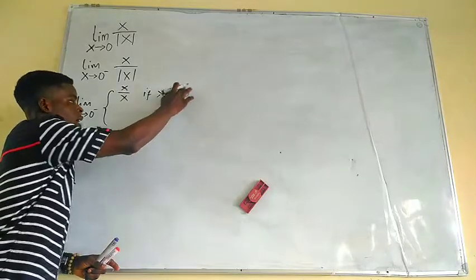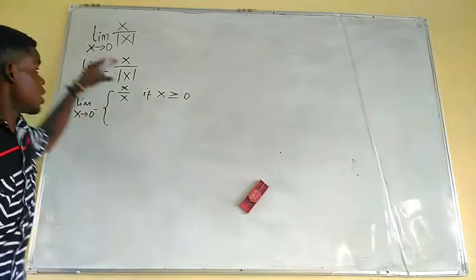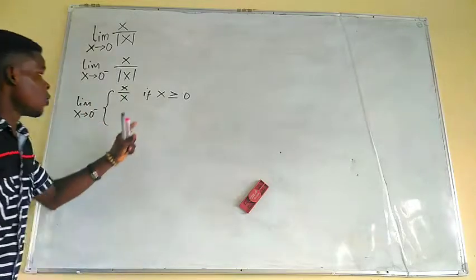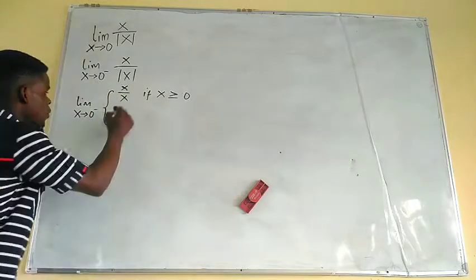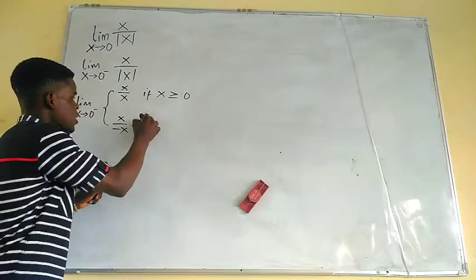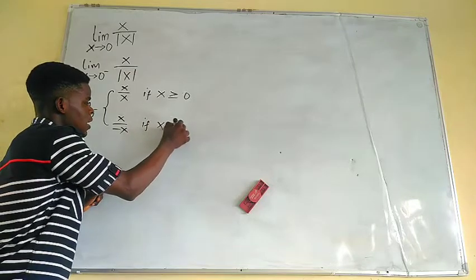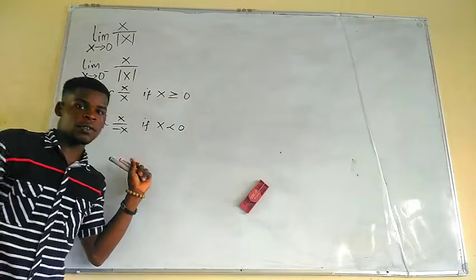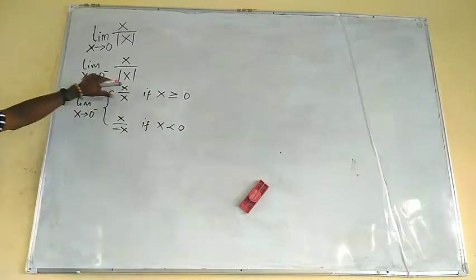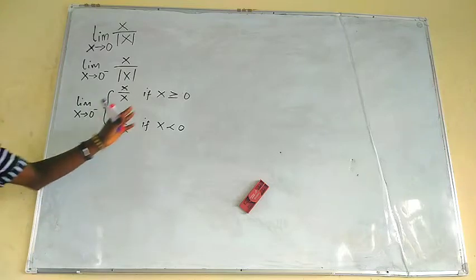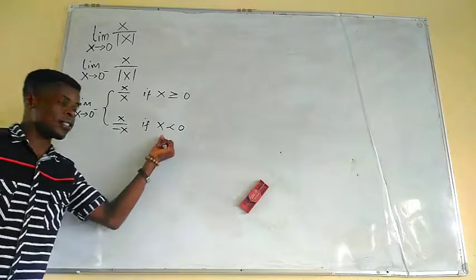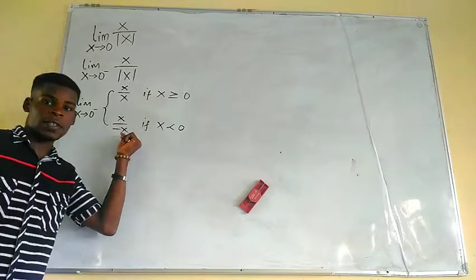In fact, x should not be 0 when we're dealing with x over x. If x is 0, you're going to have an indeterminate form. That will be very bad. But this is just from the definition. And again, we're going to have x divided by negative x in the denominator, that is, if x is less than 0. This is just the definition from the absolute notation we have in the denominator. So if x is greater than or equal to 0, we have x over x. But if x is less than 0, we have x over negative x.